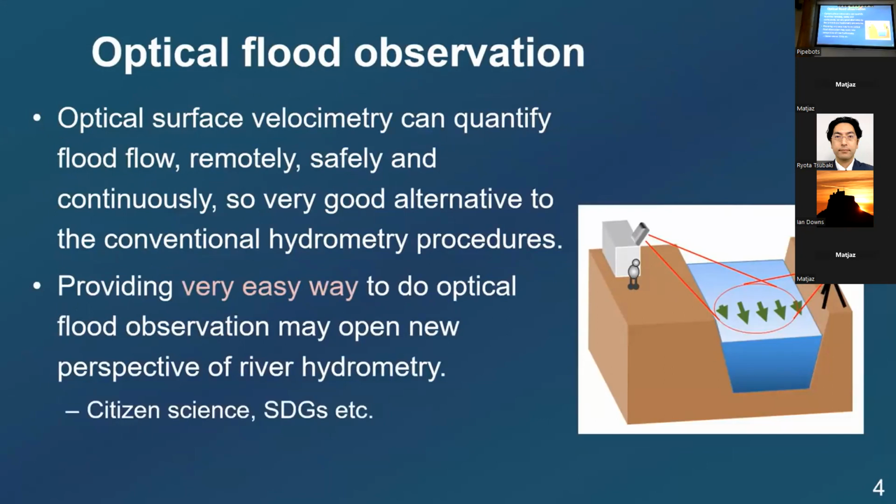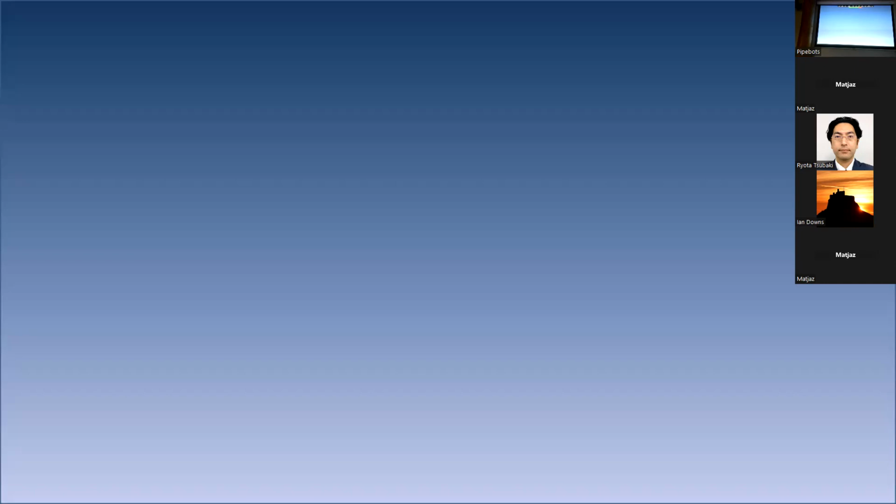Flood observations, good flood and water resource management related to the SDGs and so on. Also, if we can prepare a very easy way to do optical flood observation, it can be used for secondary or elementary education. We can teach the rivers quantitatively. So how to provide easy to do optical surface velocimetry?